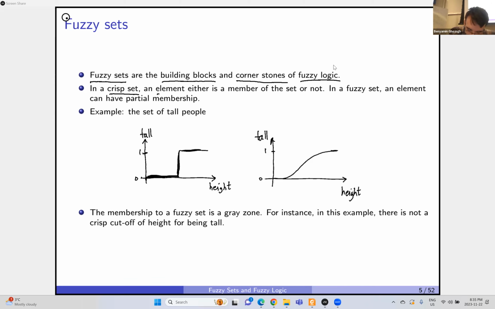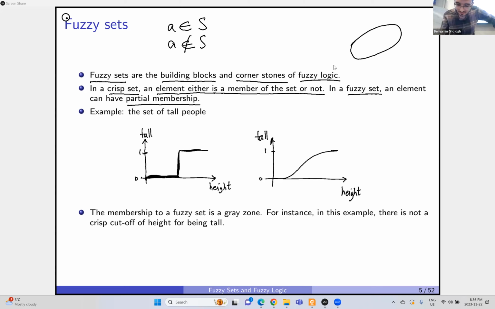In a crisp set, an element either is a member of the set or not. You can say this belongs to the set or not. For example, you have a set S and an element A, and it is either in the set or not in the set, right? We learned it in high school or even middle school. But in a fuzzy set, an element can have partial membership. 70%, it is a member of this. 30%, or not.